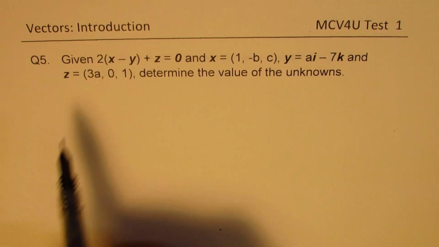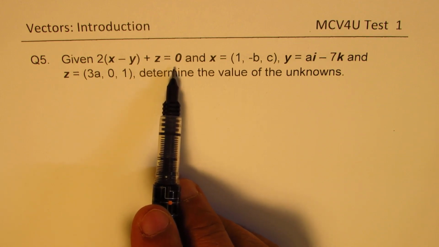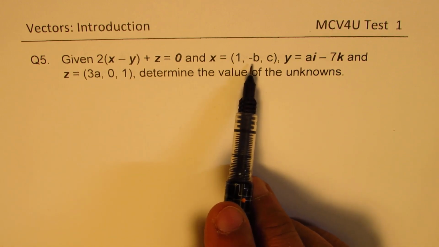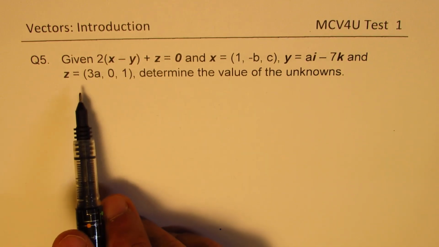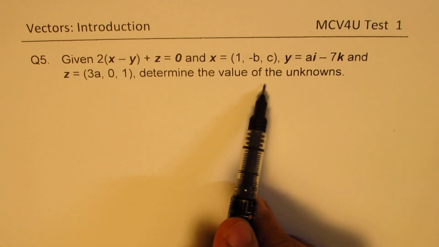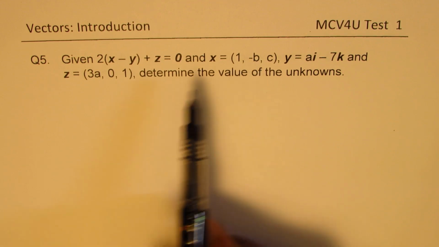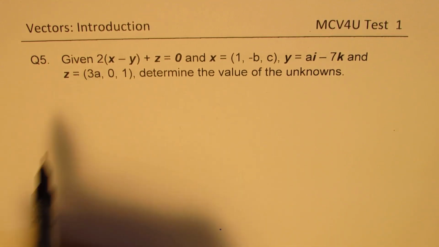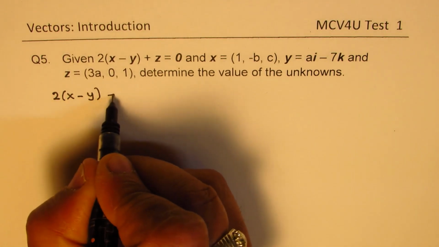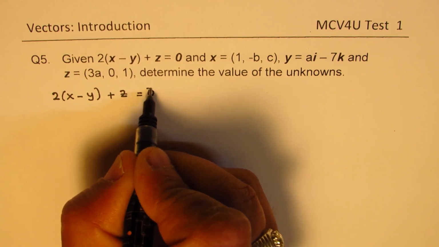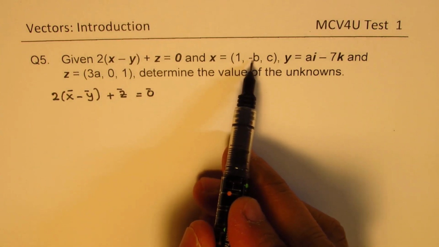Question number 5. Given 2 times x minus y plus z equals the zero vector, and the x vector is given as 1, minus b, c, y is a, 0, minus 7, and z is 3a, 0, 1, determine the value of the unknowns. That means you need to find what is a, what is b, right? And what is c. Okay, so we'll begin with what is given to us, which is twice x minus y plus z equals the zero vector. So x, y, z are the vectors, where x is 1, minus b, c.